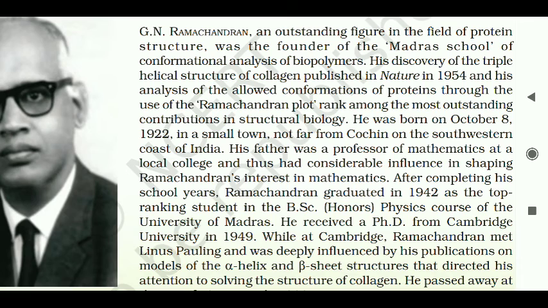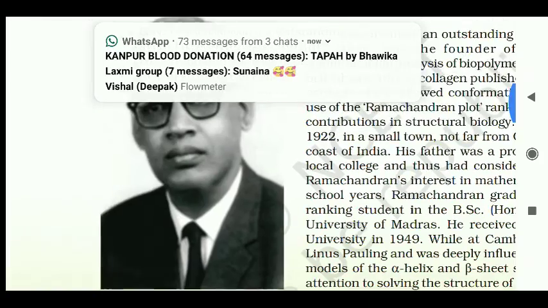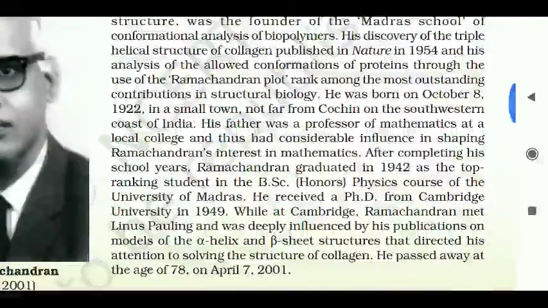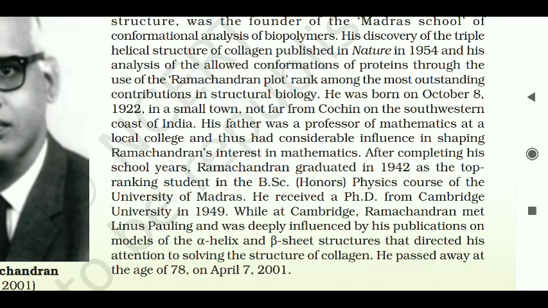After completing his school years, Ramachandran graduated in 1942 as a top-ranking student in the BSc Honors physics course of the University of Madras. He received a PhD from Cambridge University in 1949. While at Cambridge, Ramachandran met Linus Pauling and was deeply influenced by his publications on models of the alpha helix and beta sheet structures that directed his attention to solving the structure of collagen. He passed away at the age of 78 on April 7, 2001.